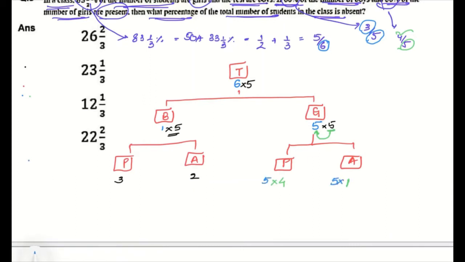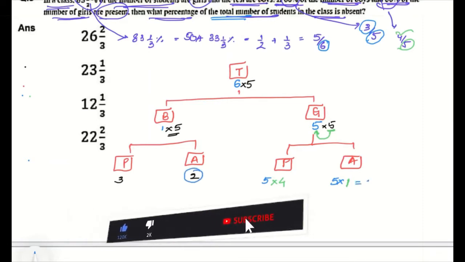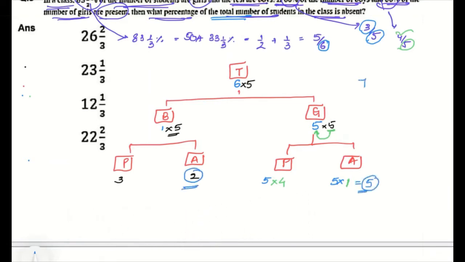So what was given? What do you want to find out? What percentage of the total number of students in the class is absent? So what about the number of students absent? 2, and 1 into 5 is 5. So total how many students are absent? 7 students are absent. Out of total number of students, 6 into 5, that is 30 into 100.